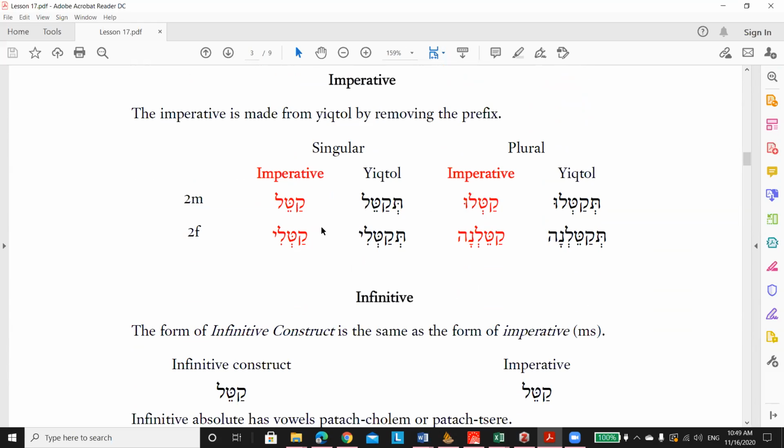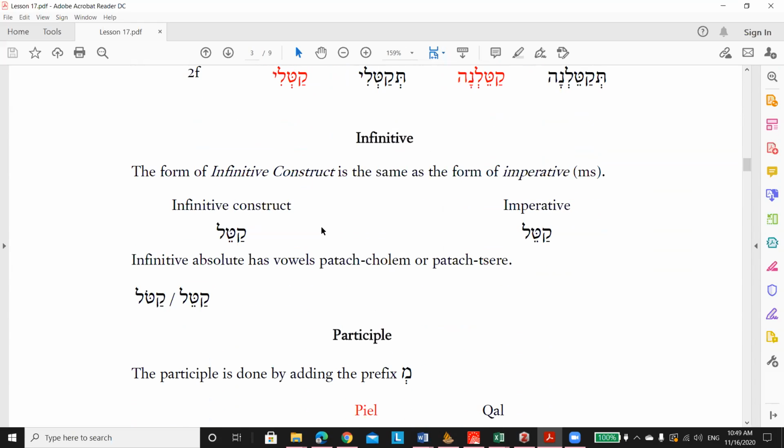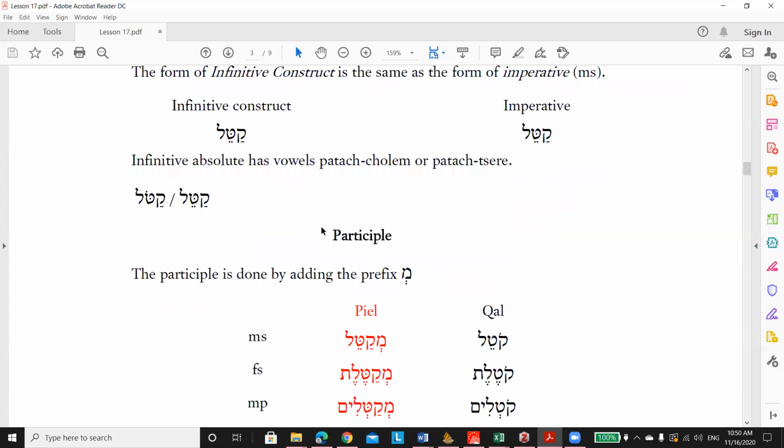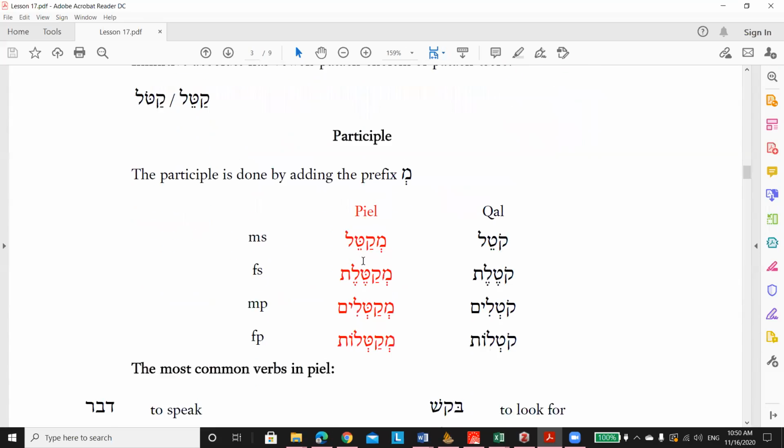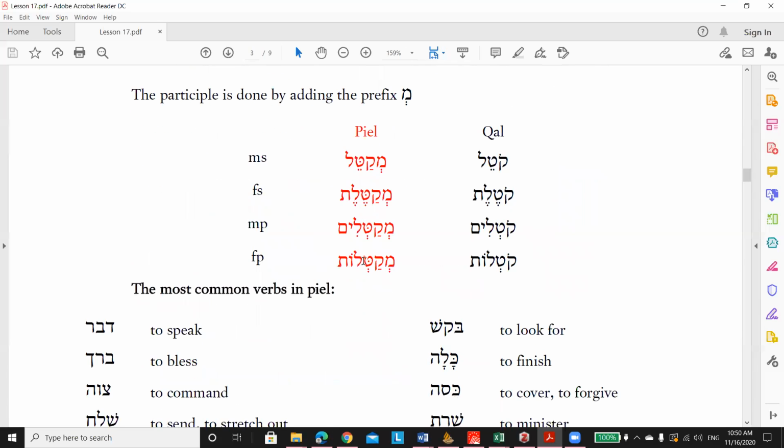But in Hebrew it has different meanings. The infinitive construct is also to kill. No problems with this. Let's go to the participle. For example, mekatel. It will be the one who is killing.